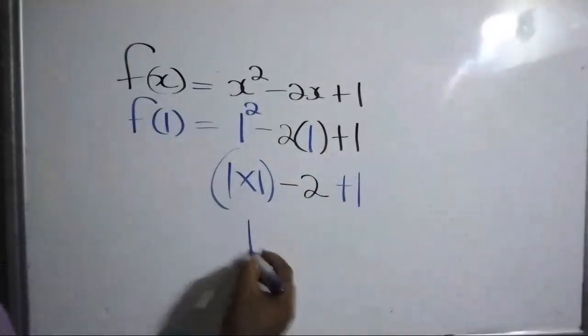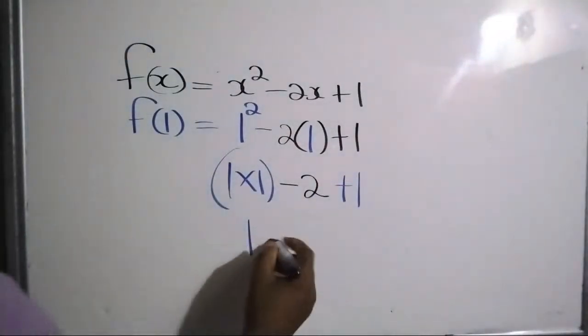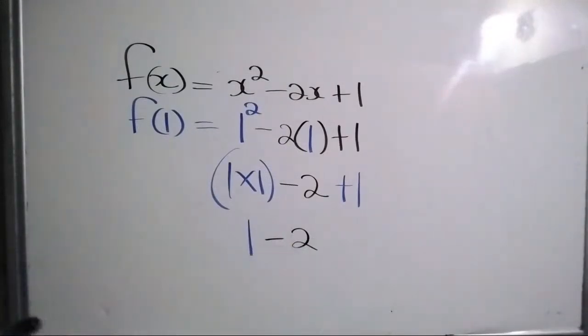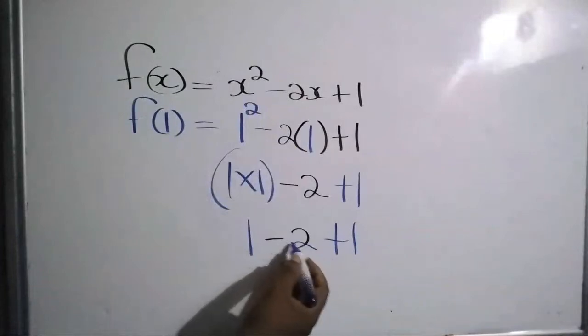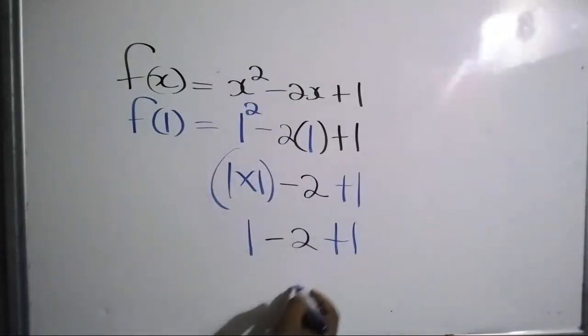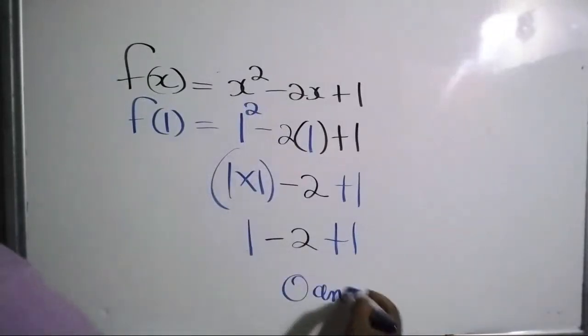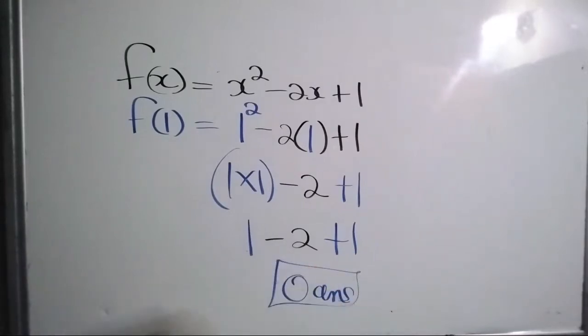1 times 1, that is 1 minus 2 plus 1. Alright, so 1 minus 2, that is negative 1. Negative 1 plus 1, that is 0. Alright, so well done. Well done, guys.